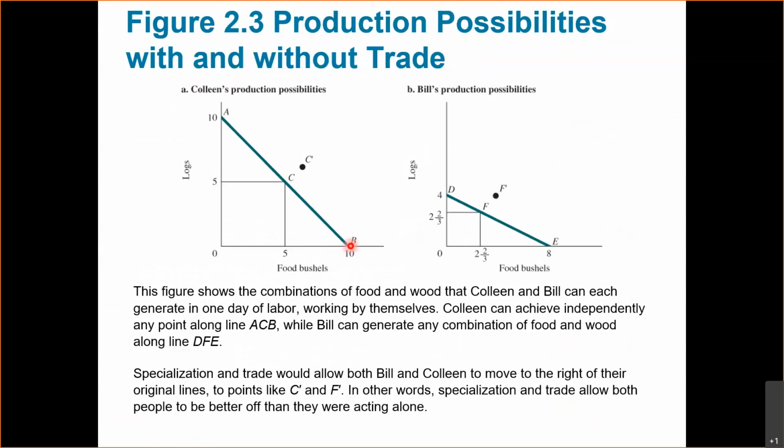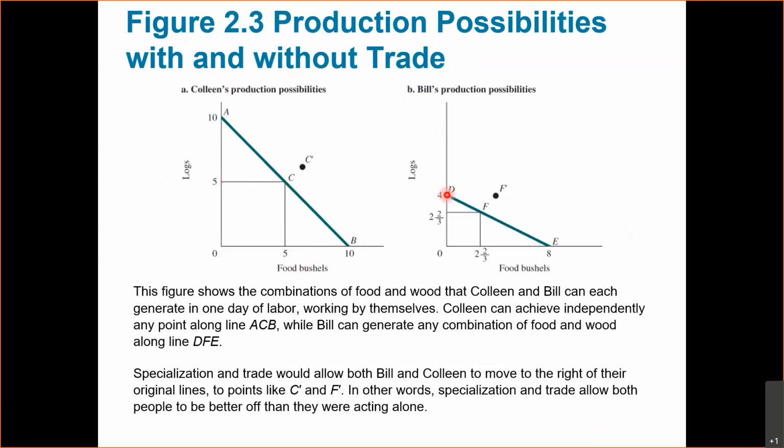This is called a production possibility frontier. We'll start with the one on the left for Colleen. Here we have logs on the y-axis and bushels of food on the x-axis. Colleen could choose to produce 10 logs and 0 bushels of food at point A. Or Colleen could choose point B at 10 bushels of food and 0 logs. But remember, Colleen wanted half and half, so she would choose here at point C at 5 bushels of food and 5 logs.